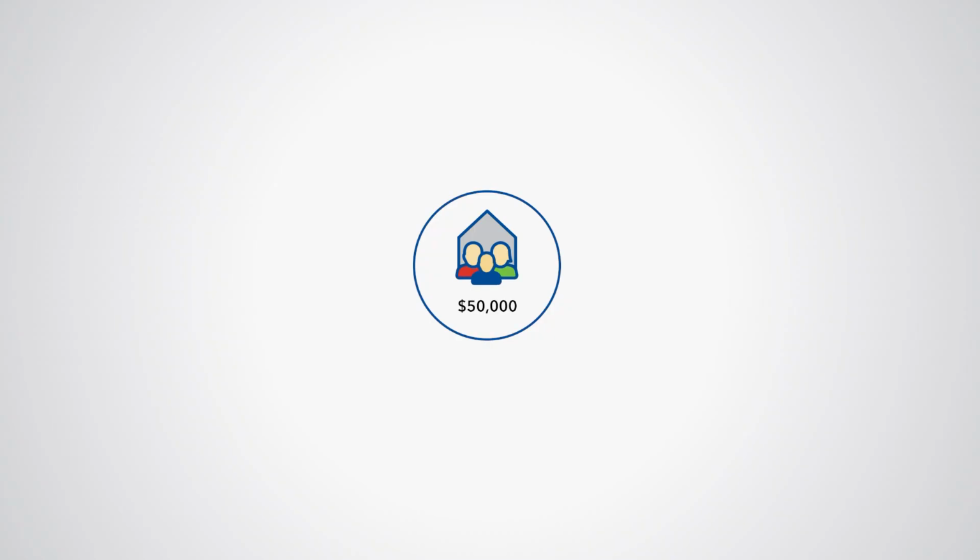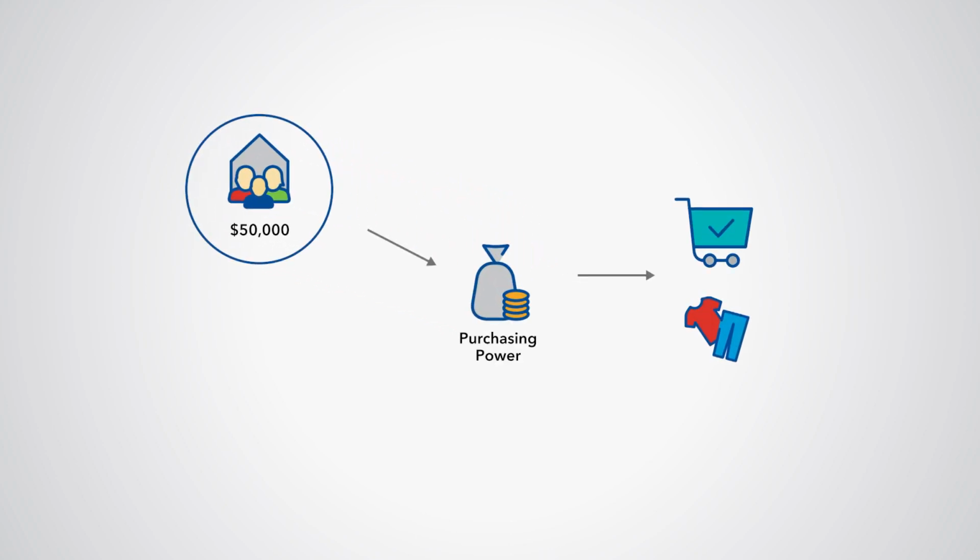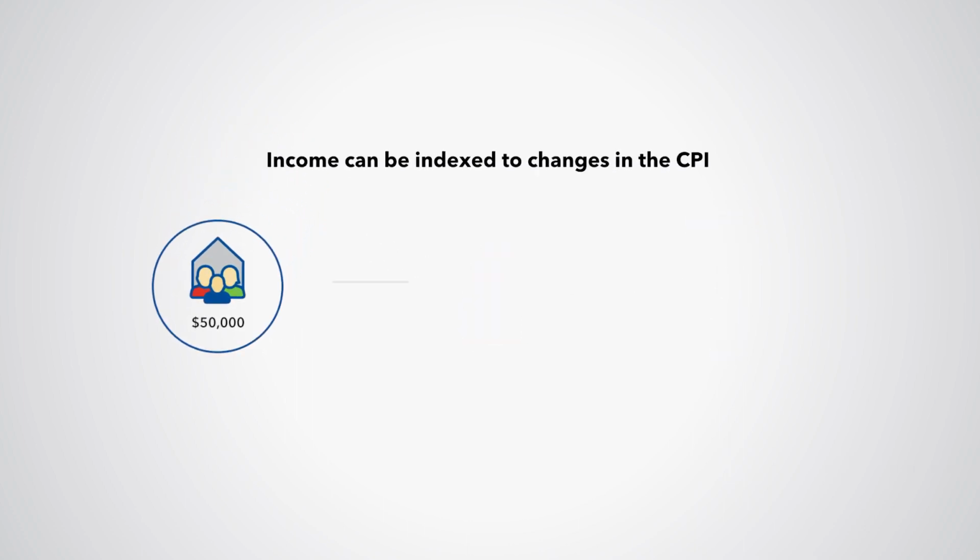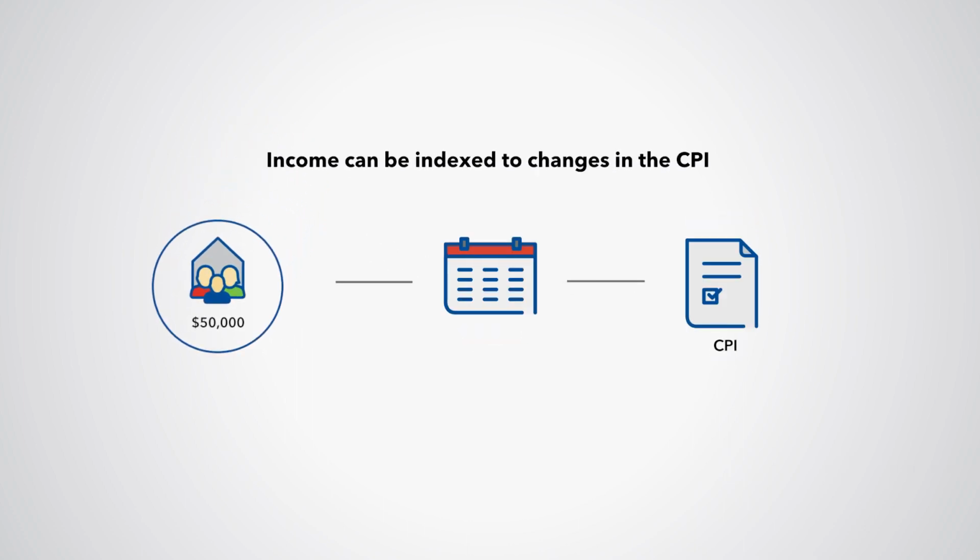Let's take a simple example to illustrate how the CPI is used to index monetary income. Let's assume that a household receives an annual income of $50,000. With this $50,000, they purchase a variety of goods and services for their use. To prevent an erosion in the purchasing power of the income received by the household, the income can be indexed to changes in the CPI. In this example, the income paid to the household is indexed to changes in the annual average CPI for the prior year, and the adjustment is effective in January of each year.